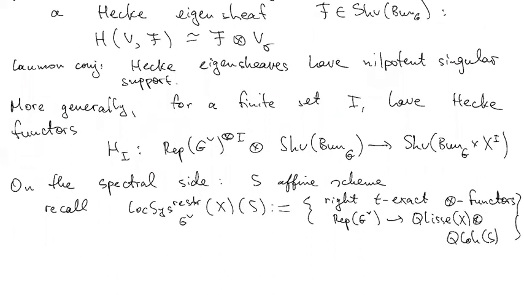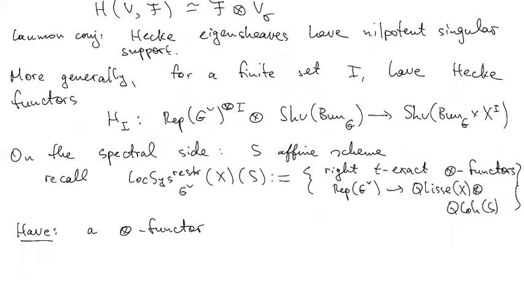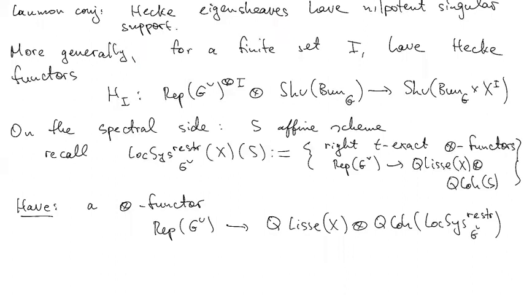And so from this, tautologically, this is also true not just for S an affine scheme, but for any stack as well. So what we have, purely formally, is a tensor functor, which is also right t-exact, from rep G check to this quasi lease of X tensor quasi-coherent sheaves on Luxius restricted of G check. And this is what's supposed to give an action.